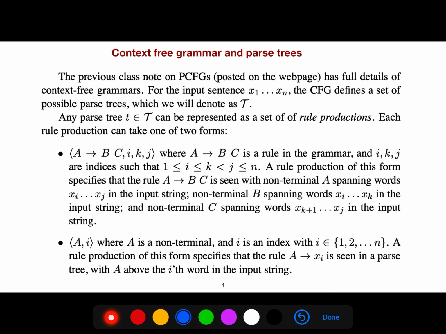Everything is usual, and we have rule productions. A rule production, for example, when we say this, it means that we split A to B and C, and i, k, j means that B is from i to k and C is from k to j. So we split it like that. So when we say our rules, these constituents, these things that we create potentials for in order to multiply them, because they are independent, to calculate the probability of a tree, are very important.